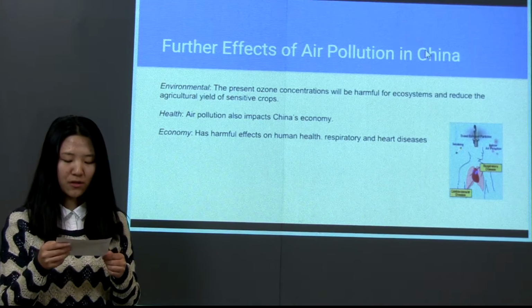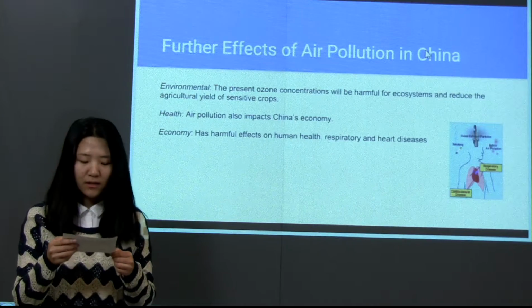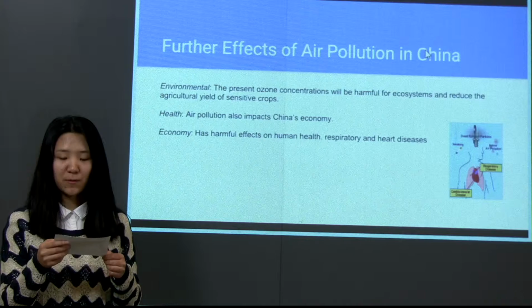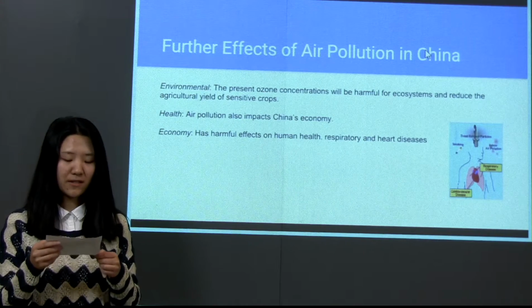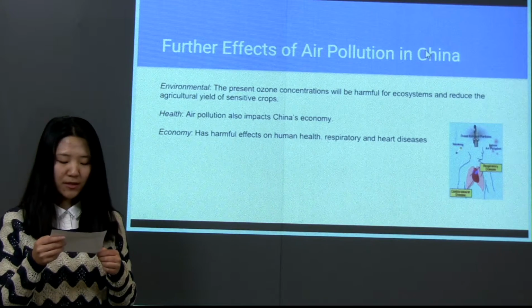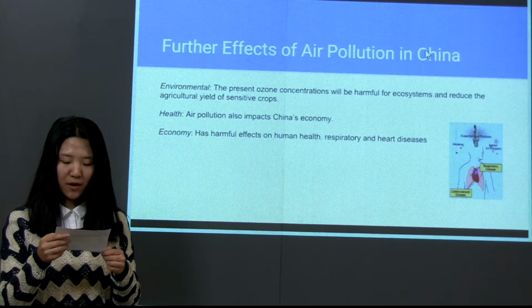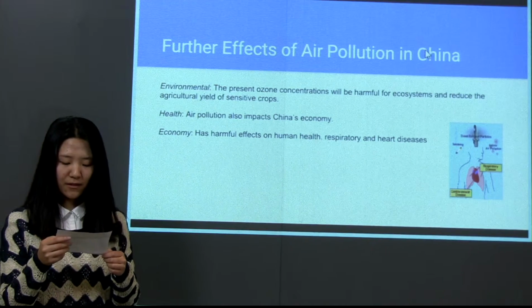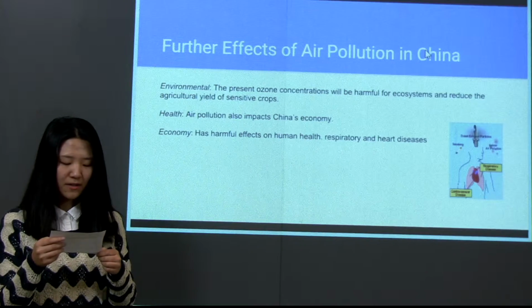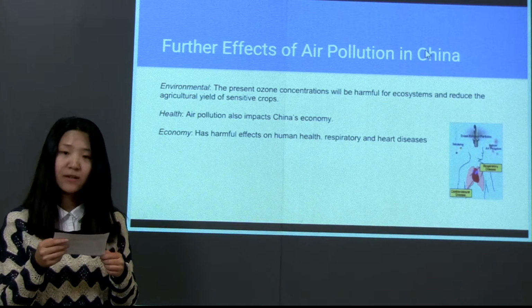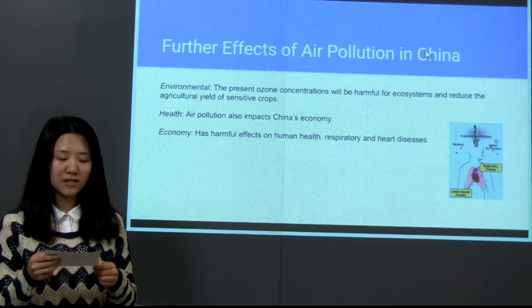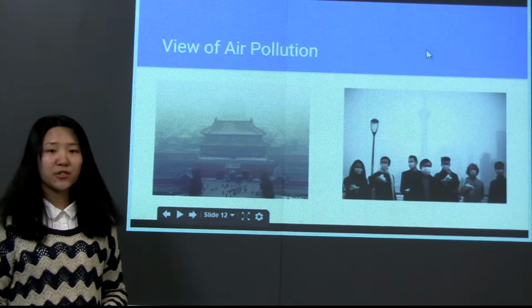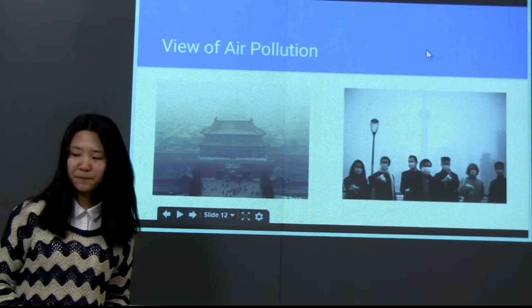Secondly, air pollution also impacts China's economy, delaying or canceling flights and preventing shipments. In the most extreme cases, it can shut down the entire city. Lastly, particulate matter, especially the smaller particles, has harmful effects on human health. Estimates of deaths due to respiratory and heart diseases caused by air pollution in China vary between 200,000 to 600,000 per year. And here are the pictures of the air pollution in China.